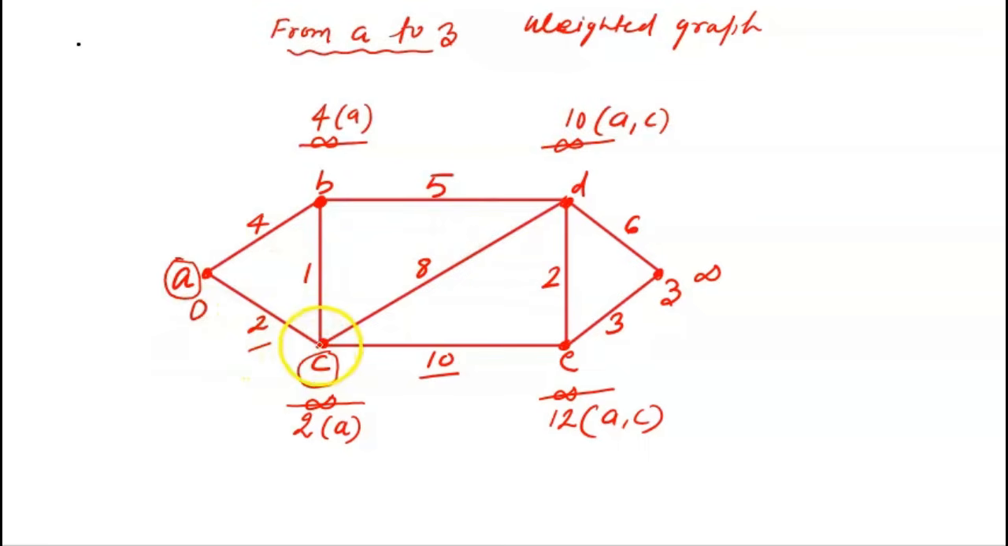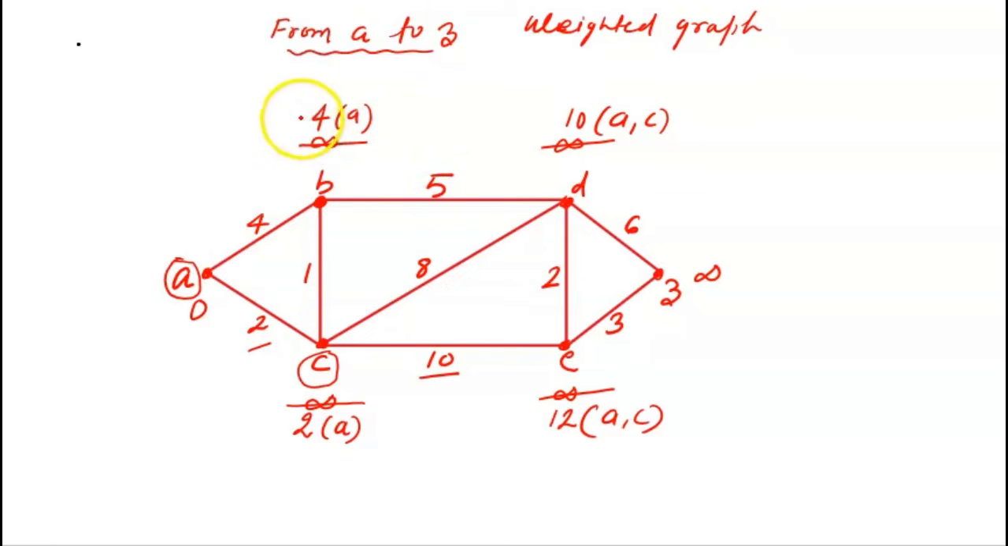Now I move in this direction from C to B. When I go from C to B, we note that the distance to C is 2, which is already assigned, and from C to B the distance is 1, so 2 plus 1 is 3, and 3 is less than 4. This is a very important observation. If we get a value greater than the already assigned label, we do not change it.